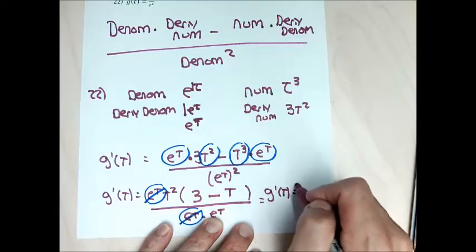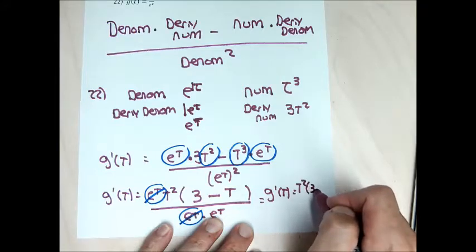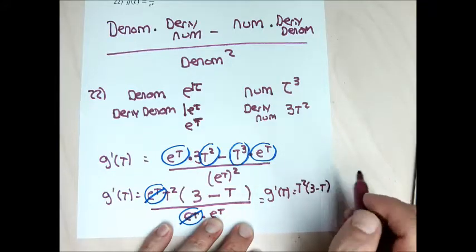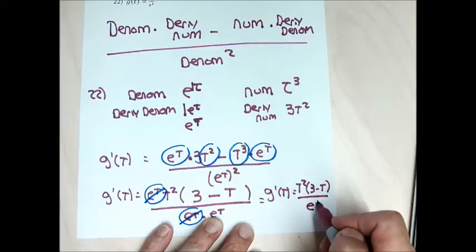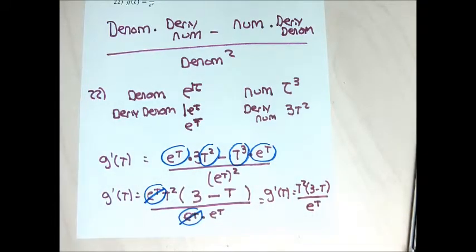equals t squared times 3 minus t, which you could actually write with the t first and factor out a negative, but I'm not going to do that. So t squared times quantity 3 minus t over e to the t would be the perfect derivative.